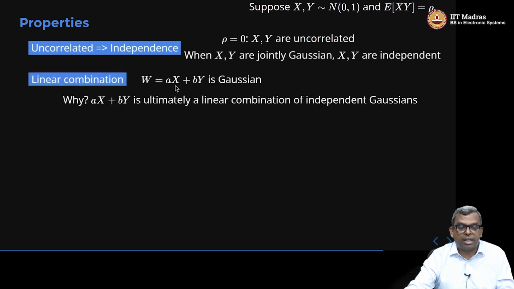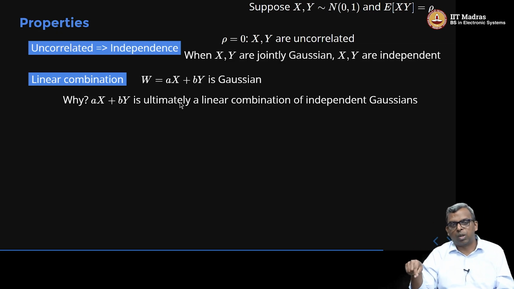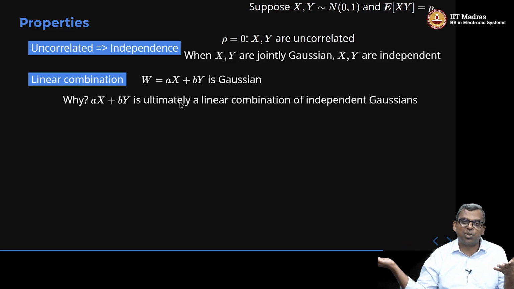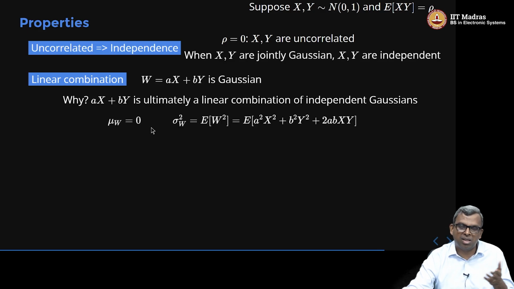The other important property is that if you take a linear combination of jointly Gaussians, remember x and y are normal 0 1 and their correlation coefficient is rho, then the linear combination of x and y also ends up being Gaussian. Any linear combination of jointly Gaussian random variables is Gaussian. Why is that? It's easy to see. ax plus by is ultimately a linear combination of some independent Gaussians, so ax plus by becomes Gaussian. In fact, this is a defining property for jointly Gaussian random variables. We defined it differently, but usually this is considered a defining property.